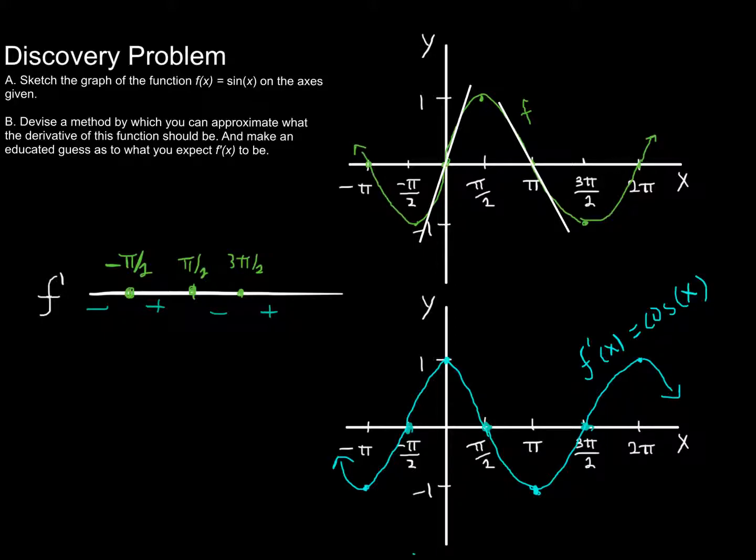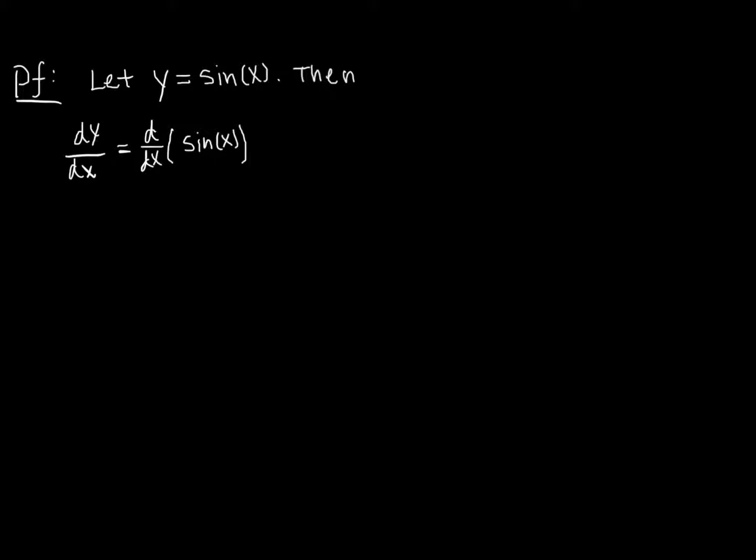So now when I go to try and prove this, I'm going to be looking and hoping that what I end up with after applying the limit definition is simply the cosine of x. Alright, let's go ahead and actually do that now. Alright, let's go ahead and try and prove this result. So we're going to let y be equal to the sine of x. That's the function we're trying to take the derivative of. And then the derivative of y with respect to x is just going to be the derivative with respect to x of sine of x.